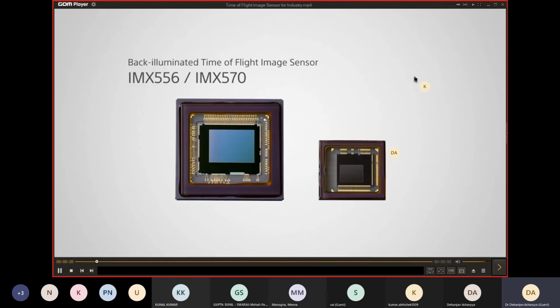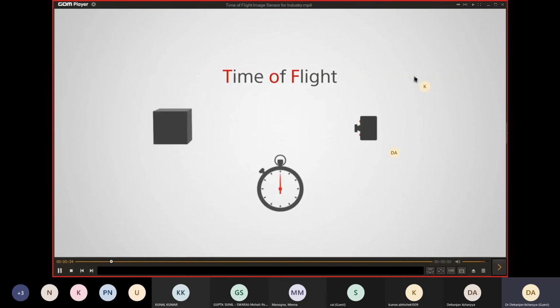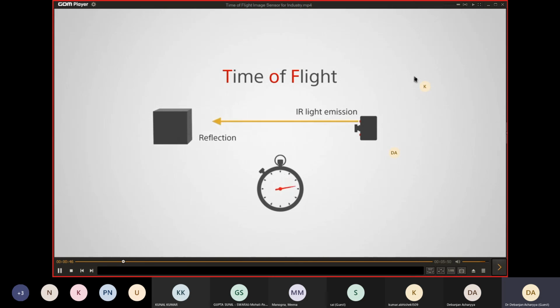New from Sony are back-illuminated time-of-flight 3D image sensors for industrial equipment. Abbreviated as TOF, pronounced TOF, time of flight is a method of measuring distance to objects based on the flight time of light. Distance to objects are determined from the time it takes emitted light to travel to objects and reflect back to the sensor.